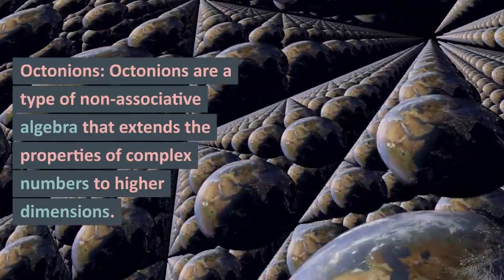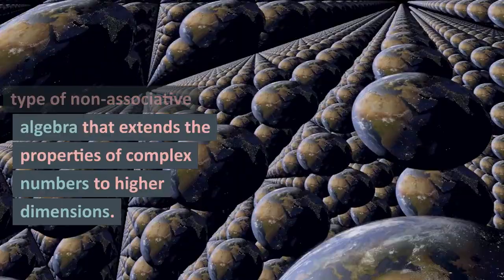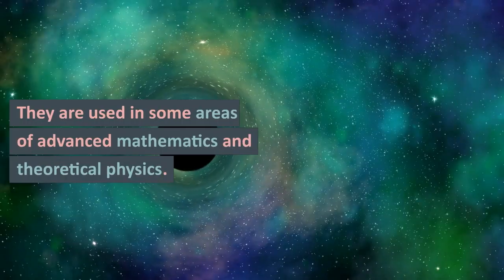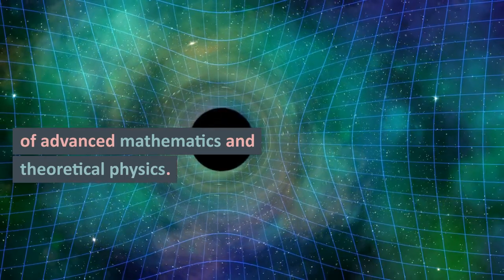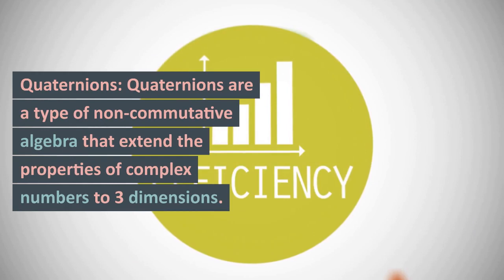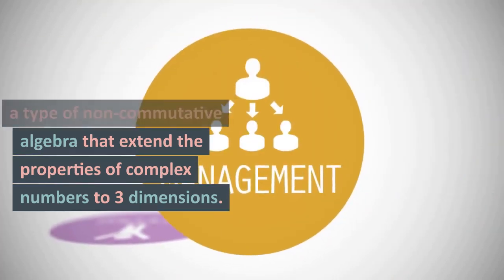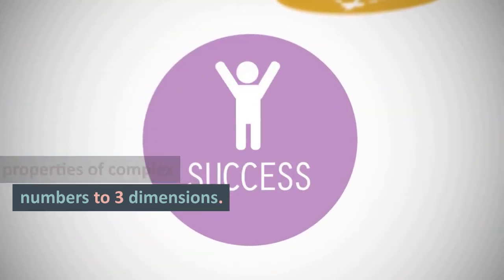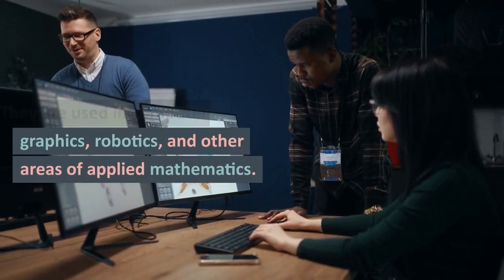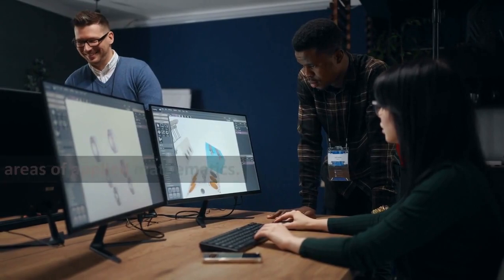Octonions. Octonions are a type of non-associative algebra that extends the properties of complex numbers to higher dimensions. They are used in some areas of advanced mathematics and theoretical physics. Quaternions. Quaternions are a type of non-commutative algebra that extend the properties of complex numbers to 3 dimensions. They are used in computer graphics, robotics, and other areas of applied mathematics.